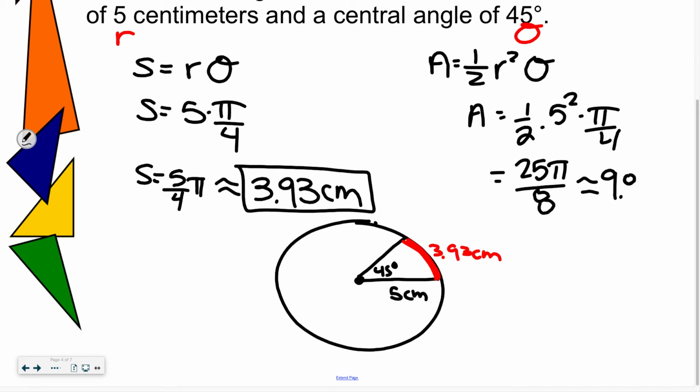What would my label be for area? Centimeters squared. Excellent.